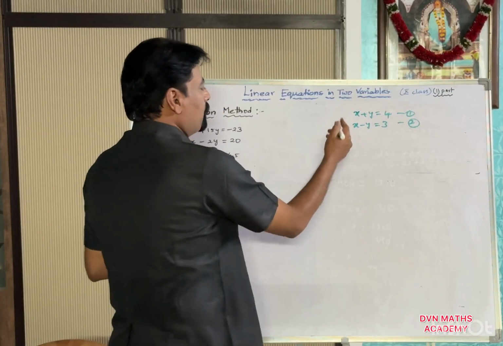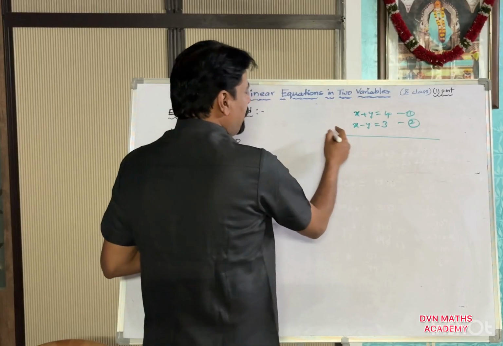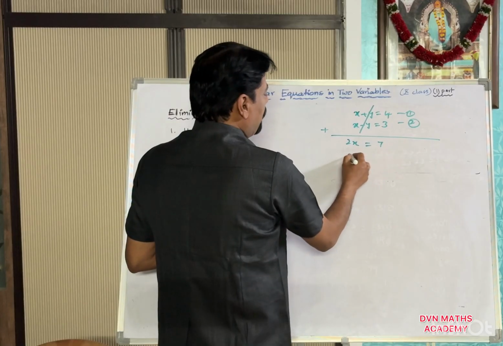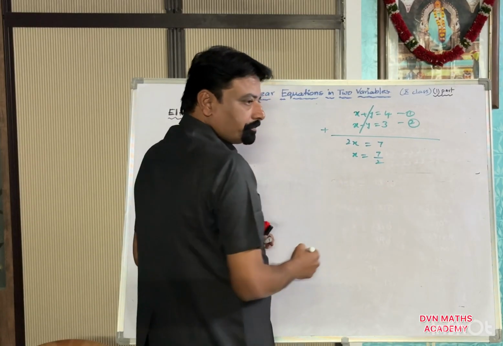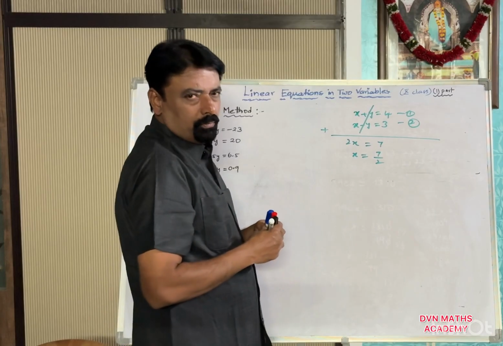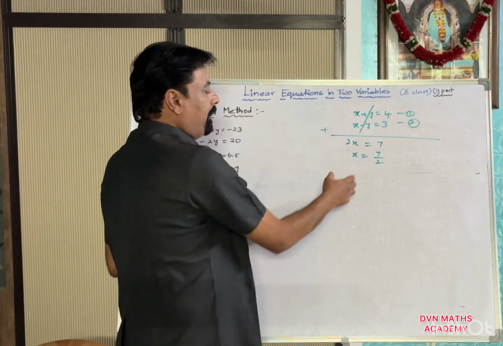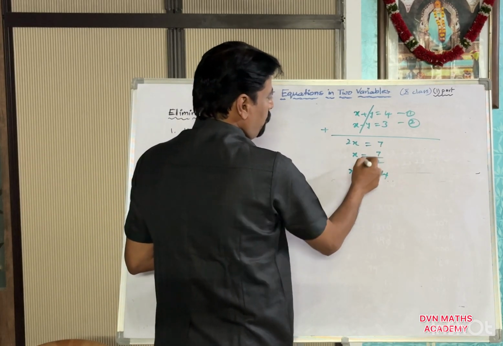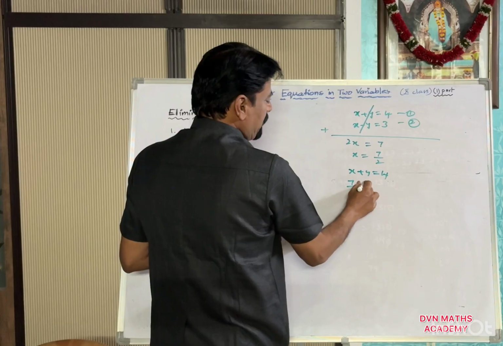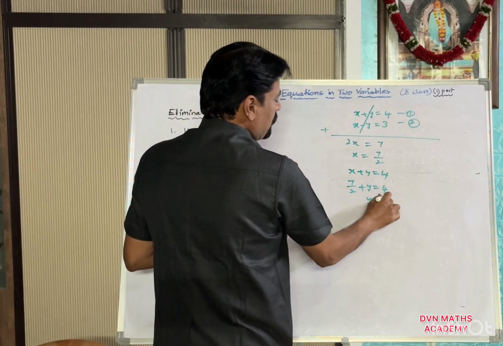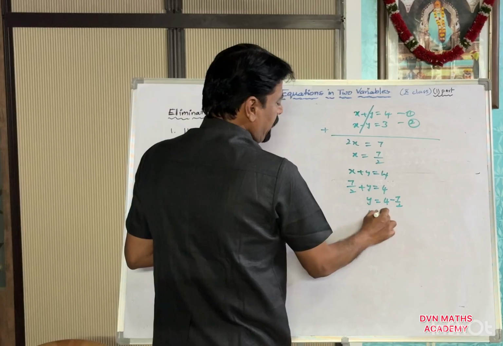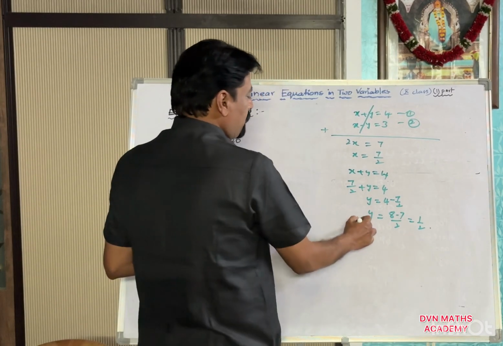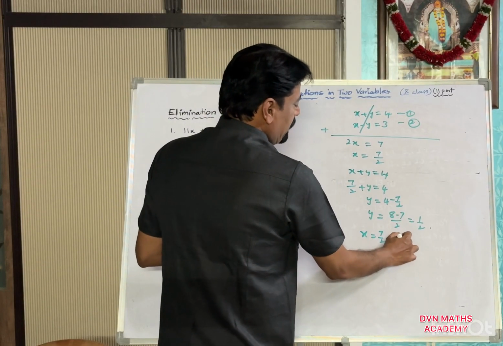For example, in this question, if you add both equations, the y will be cancelled. Then 2x is equal to 7. Therefore, x is equal to 7 by 2. So you get the value of x, and afterwards you put the x value in x plus y is equal to 4. Then 7 by 2 plus y is equal to 4. Therefore, y is equal to 4 minus 7 by 2. So y is equal to 8 minus 7 by 2, that is equal to 1 by 2. So these are the values: x is equal to 7 by 2 and y is equal to 1 by 2.